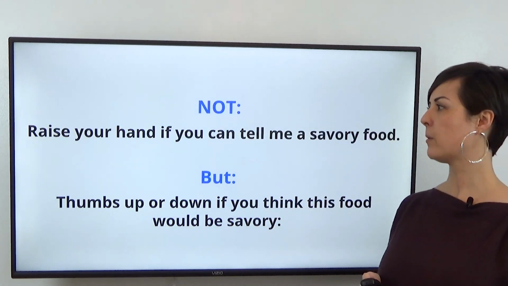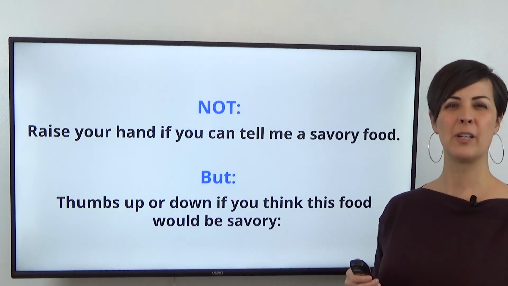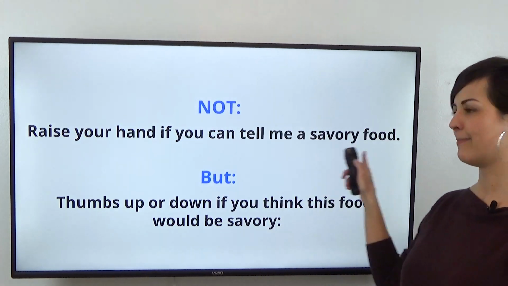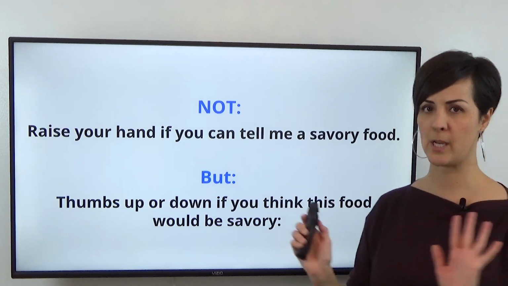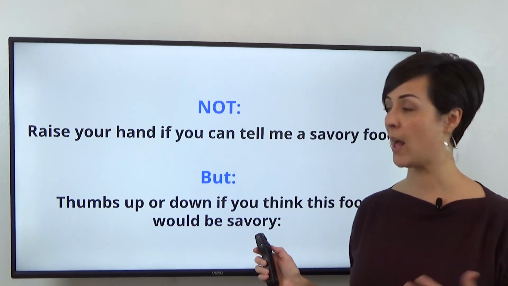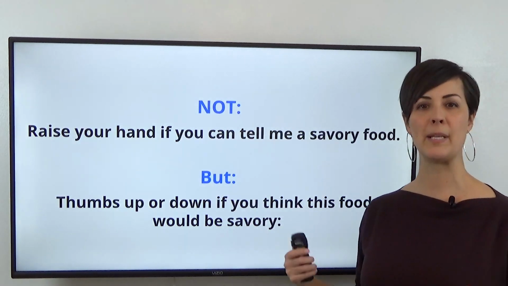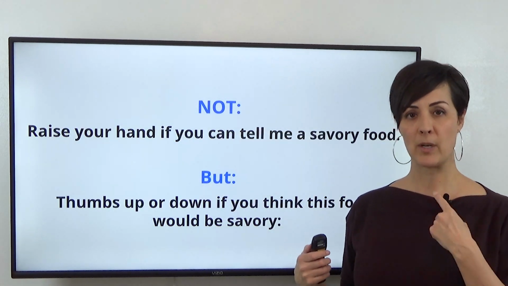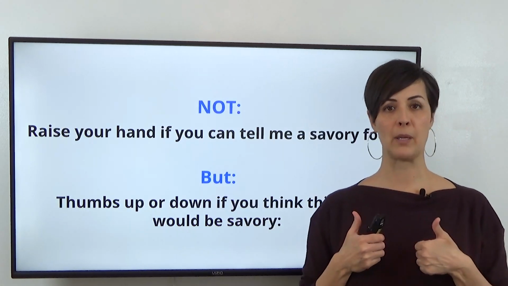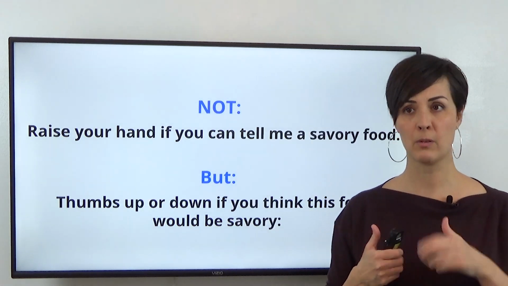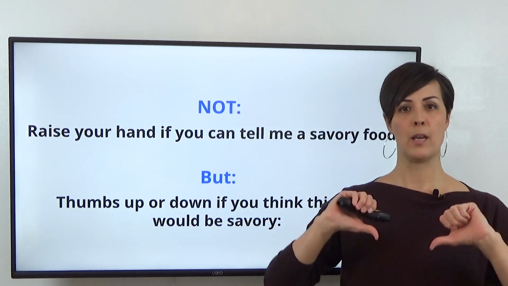Last one, we wouldn't want to say something like, raise your hand if you can tell me a savory food. Why? Because that's single student participation. I'm not doing that if I'm using engagement well. So instead I might say something like, thumbs up or down if you think this food would be savory. And I, as the teacher, am going to give them a list of foods and they are going to show me thumbs up. Yes, that would be a savory food, right? Salty or spicy, or no, it would not be.